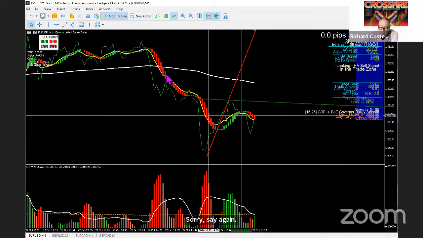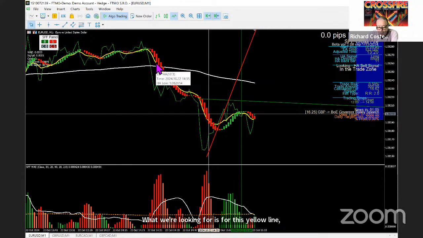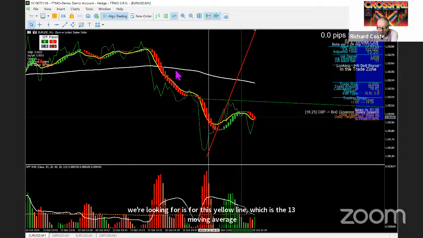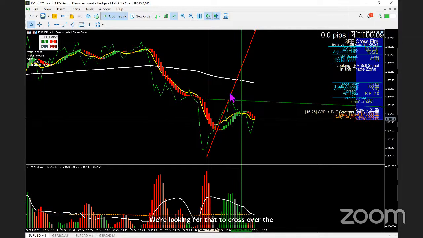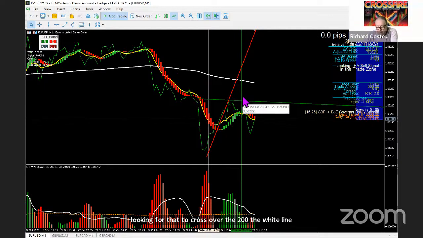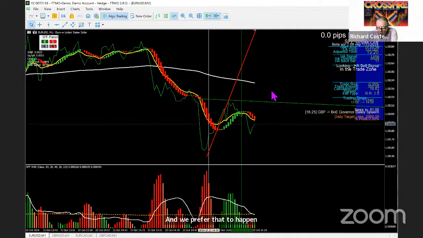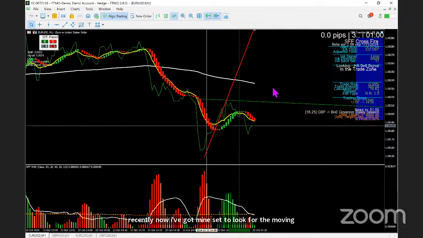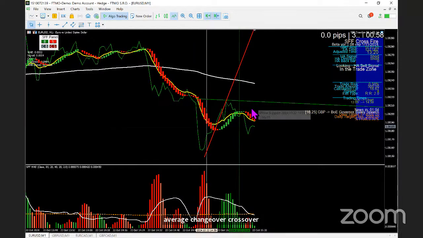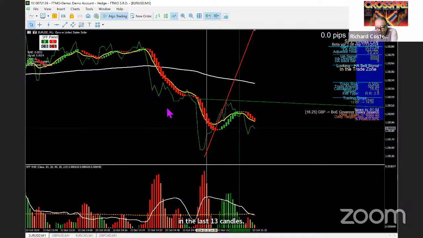So what we're looking for is for this yellow line, which is the 13 moving average, to cross over the 200, the white line. It was, and we prefer that to happen recently. I've got mine set to look for the moving average crossover in the last 13 candles. So this is clearly outside of my settings, so it won't get me in for a sell just yet.